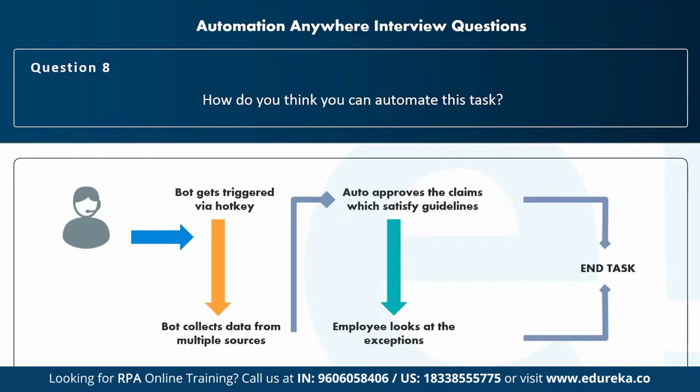So if there are no exceptions found, then the task ends, or if all the claims are approved, then also the task would end, right? So basically the workflow is the employee has to trigger a bot via hotkey, and then the bot collects the information from multiple sources. After that, the bot makes sure that the claims which satisfy the guidelines are auto approved, and for the claims which have exceptions, the employee would look into those exceptions and resolve the same. So that's how you can automate this task.